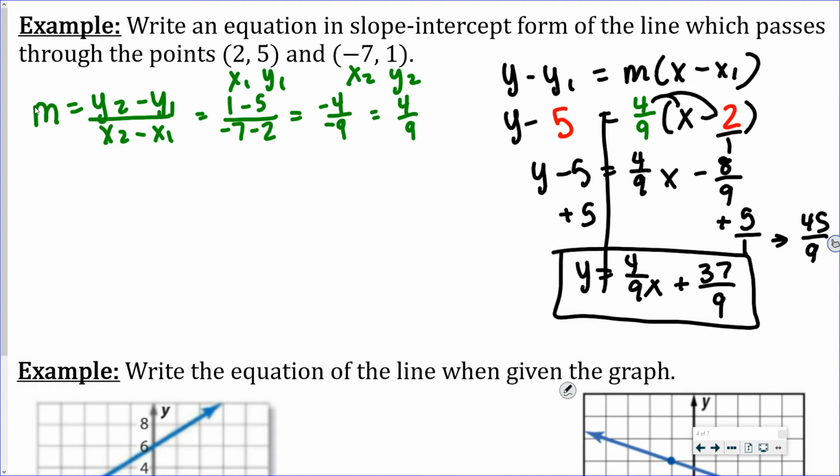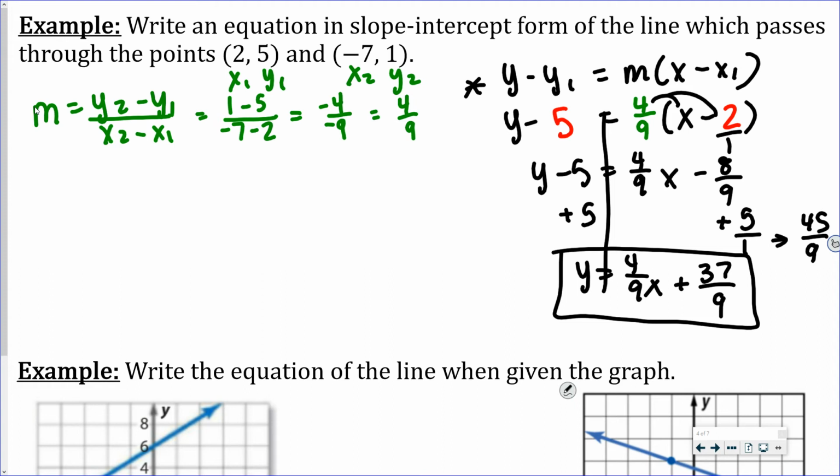I do want to mention that sometimes you might have learned to plug the slope in and then plug in your point this way and solve for your b. And that works. But this equation is used a lot in future math classes, so it's good to start to know it now. I'm just not a big fan of the other way because your future holds this in it a lot. So let's get used to using it now.